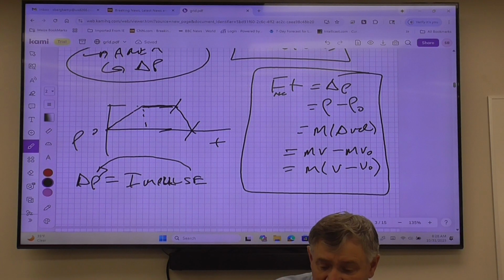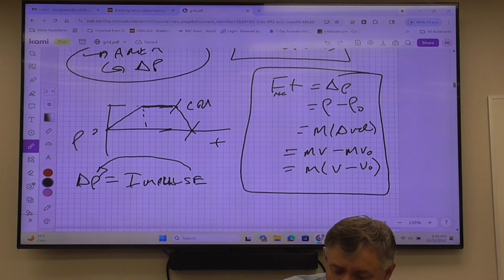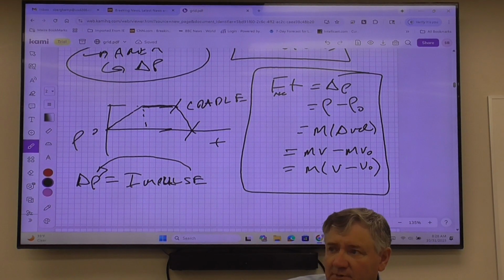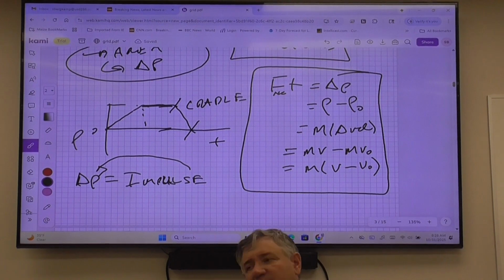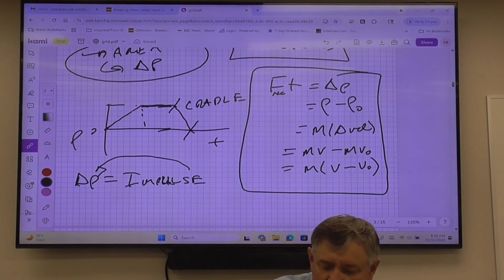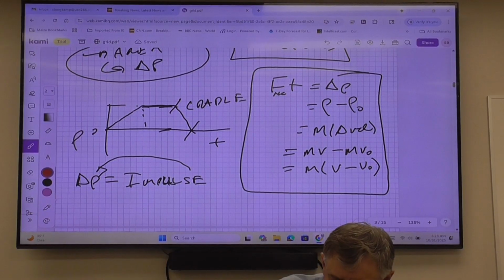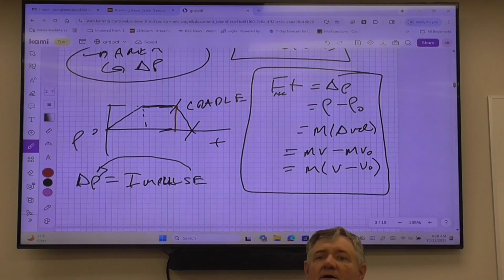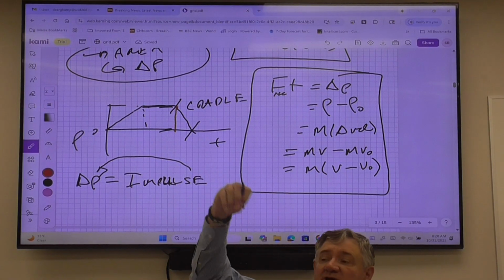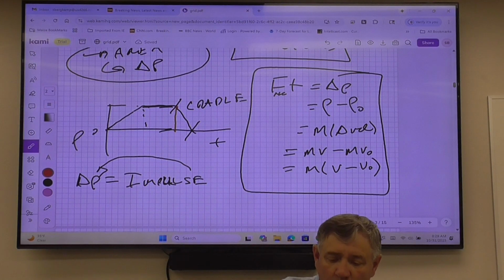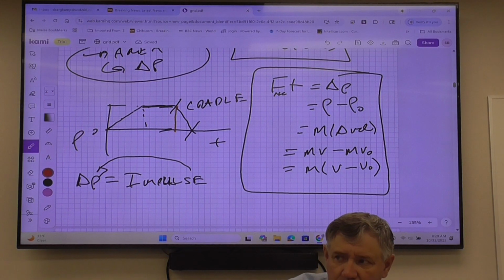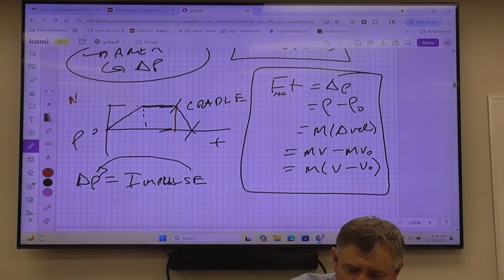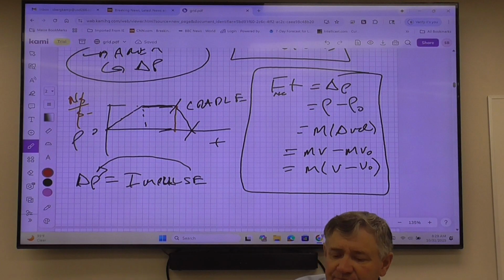So if this is Dylan cradling the egg, he's going to slow this down over a long period of time. If he doesn't cradle it, it becomes much steeper, right? So this is where this goes full circle. What does the slope of a momentum time graph give you? Force, because it's newton seconds divided by seconds. Oh, the seconds cancel out.